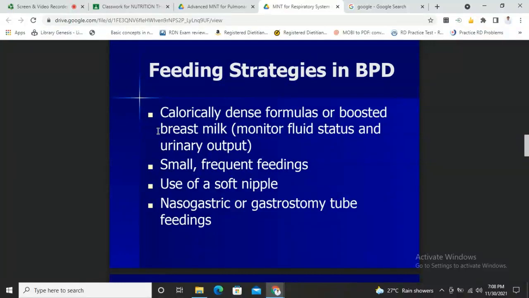Okay, a considerable portion of these patients are also under EN, enteral nutrition. So small and frequent tube feedings might also help, but many of these patients also can take formulas or can take breast milk orally. Okay, so yeah, it depends on their capacity.